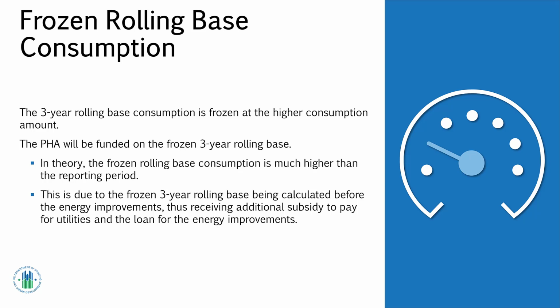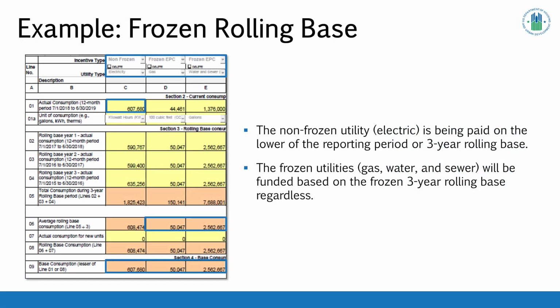Here's how it works. In theory, the frozen rolling base consumption is much higher than the reporting period. This is due to the 3-year rolling base being calculated before the energy improvements, thus receiving additional subsidy to pay for utilities and the loan for the energy improvements. So it looks like this.